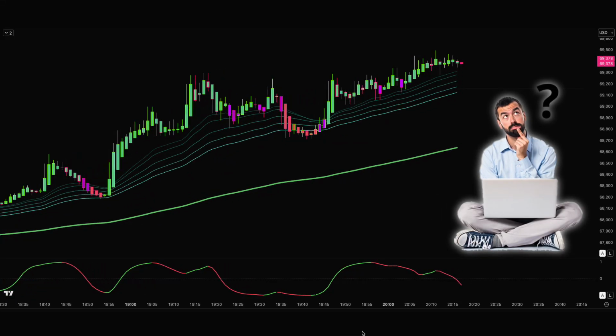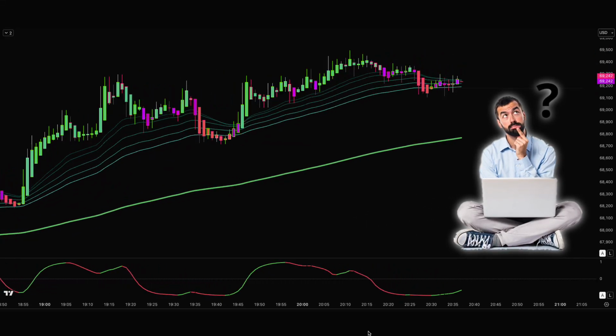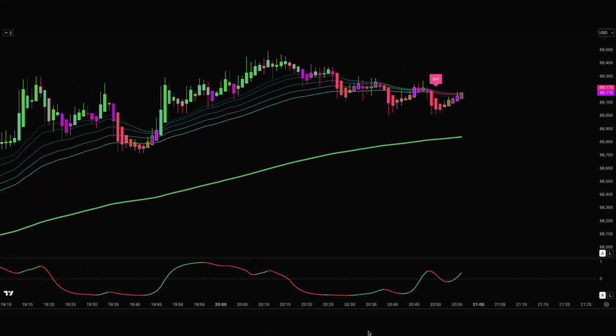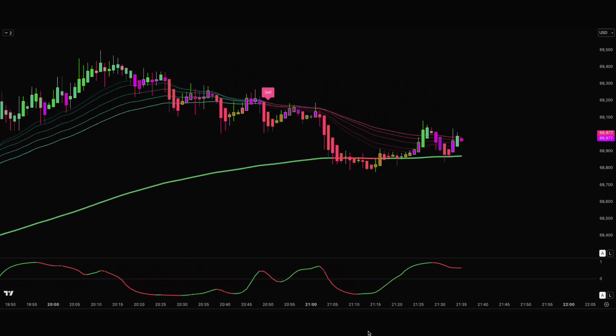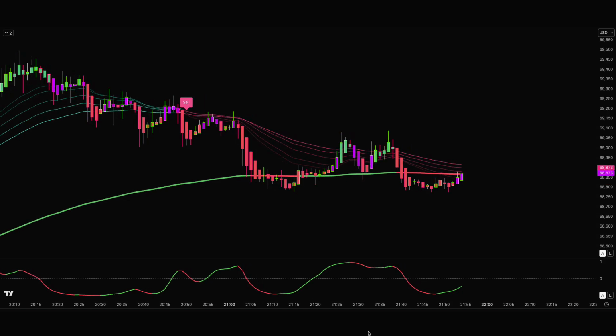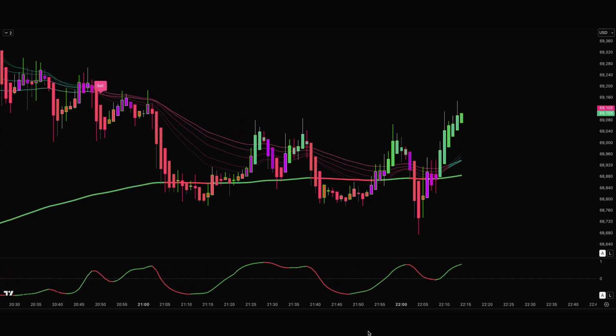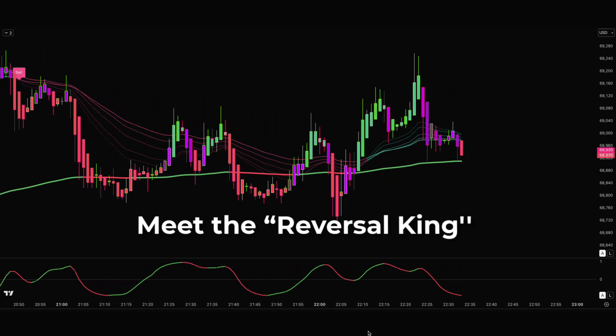Have you ever felt like the market tricks you right before a big move? Your entries seem perfect, and then suddenly a reversal occurs. But what if I told you there is an indicator that doesn't just identify the trend, but pinpoints the exact reversal zones? Meet the reversal king.